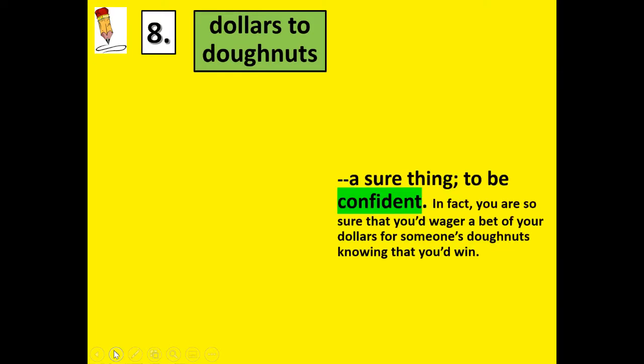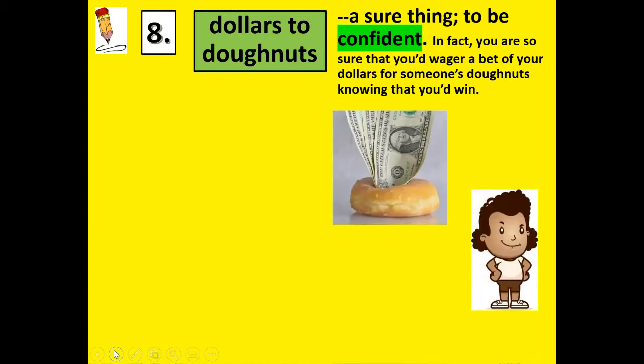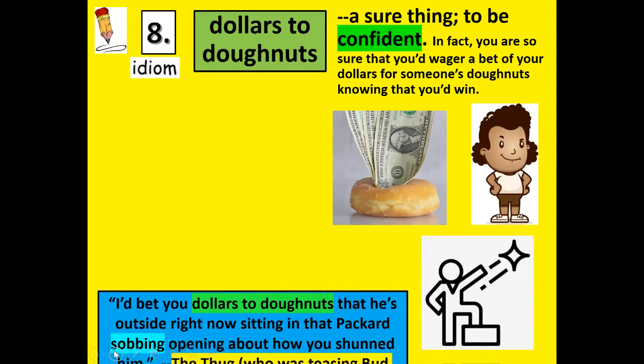Number 8, dollars to donuts. Dollars to donuts. A sure thing, to be confident. So when you say dollars to donuts, you're saying something is a sure thing and that you are confident. In fact, you are so sure that you'd wager a bet of your dollars for someone's donuts, knowing that you would win. You are confident that you would win.